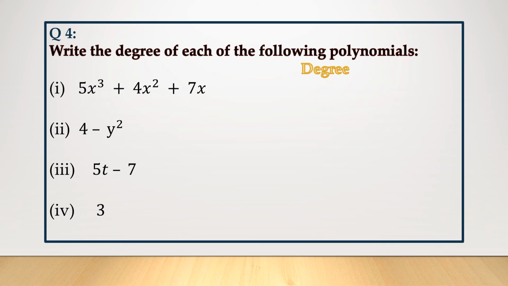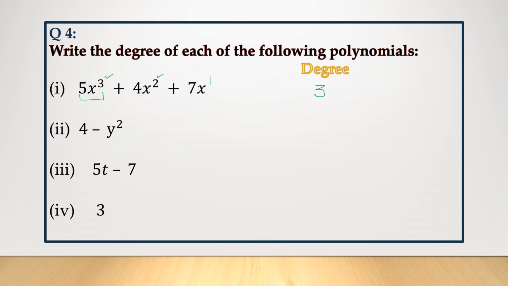Question number 4. Write the degree of each of the following polynomials. So again, what is the degree? Degree is the highest. We have to see the exponent on the variable. The highest exponent on the variable is the degree, right? So here the exponent is 3, here the exponent is 2, here the exponent is 1. So which is the highest exponent? It is 3. So the highest power on the variable here is 3. So it is of degree 3.